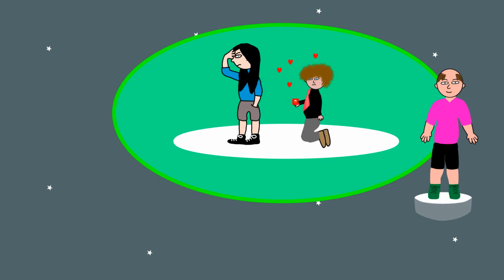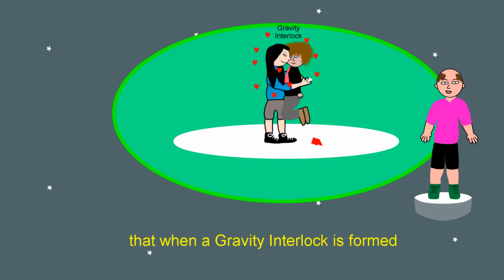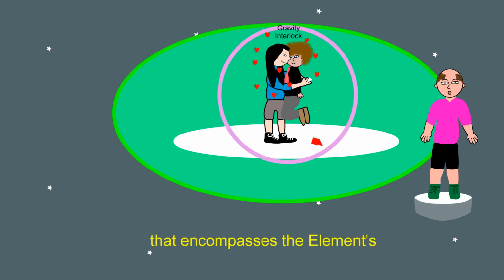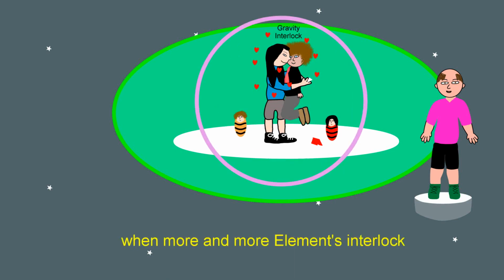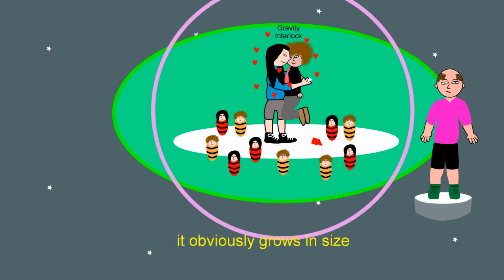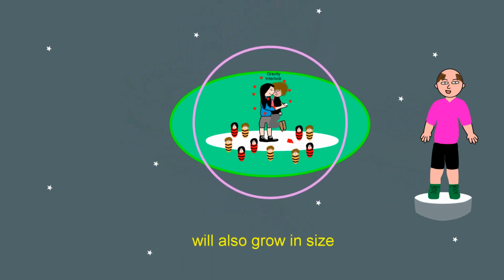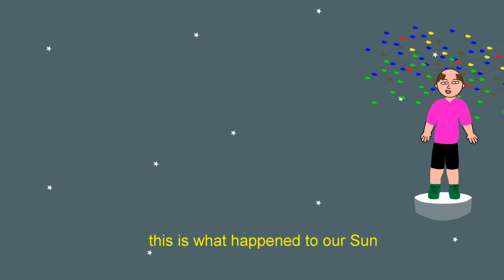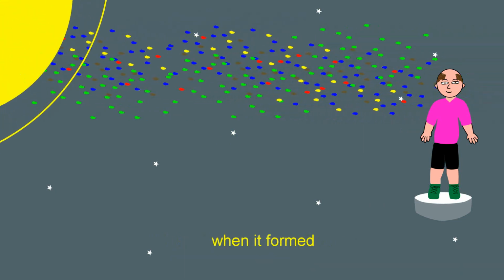With that being said, we know that when a gravity interlock is formed, a resulting bubble is formed that encompasses the elements. When more and more elements interlock with an existing element, it obviously grows in size. The bubble encasing these elements will also grow in size. This is what happened to our sun when it formed.